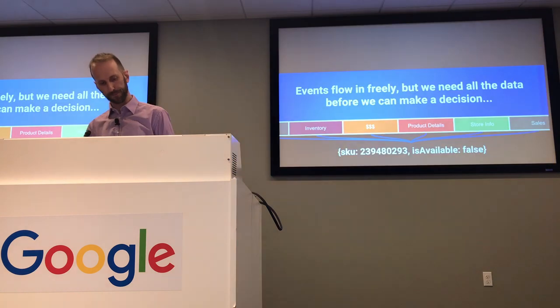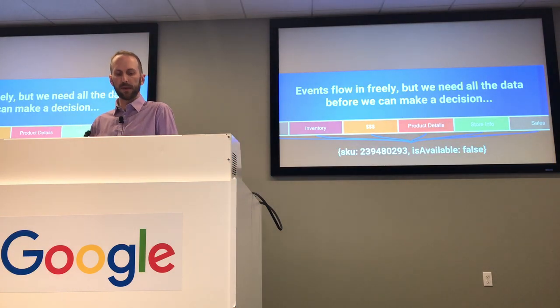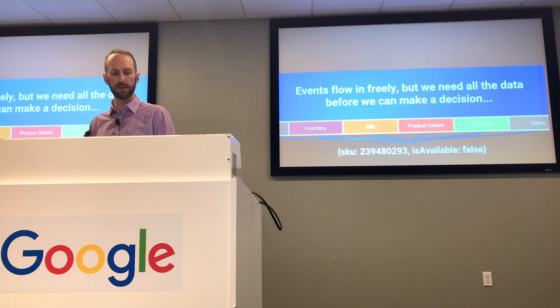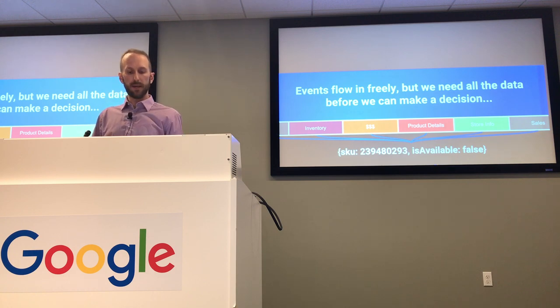Okay, so pretty straightforward, but I just wanted to call out, as we go into this, we've got all of these different events, these important events that flow into a set of Kafka topics, and they come from external teams. Every one of these pieces of data comes from some external team who own that data, and they come in independently in an unpredictable order, but we need all of the data before we can make a decision about whether or not this thing is actually available, right?